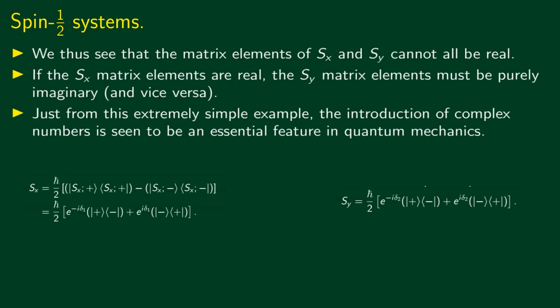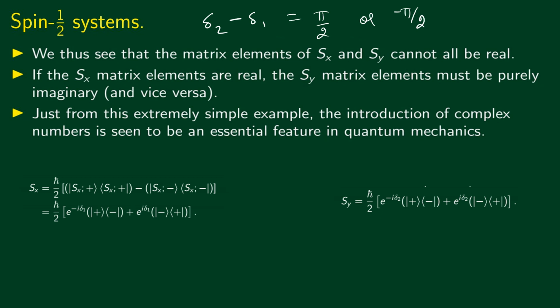We thus see that the matrix elements of Sx and Sy cannot all be real. Why is that? We have found that delta 1 minus delta 2 must be related; I think we wrote it as delta 2 minus delta 1. It doesn't really matter. This is either pi by 2 or minus pi by 2. This means that the difference between these must be equal to pi by 2 or minus pi by 2.